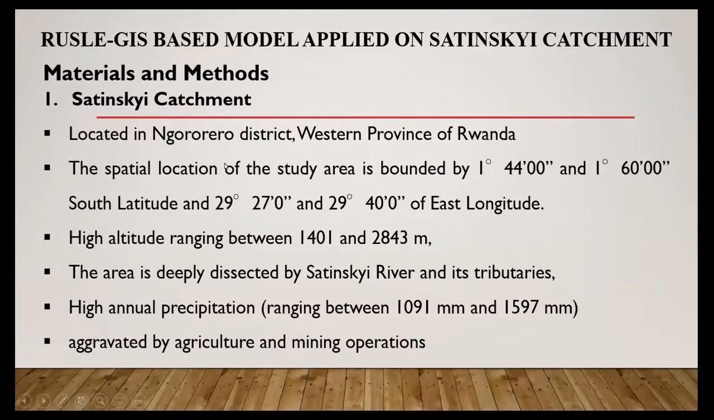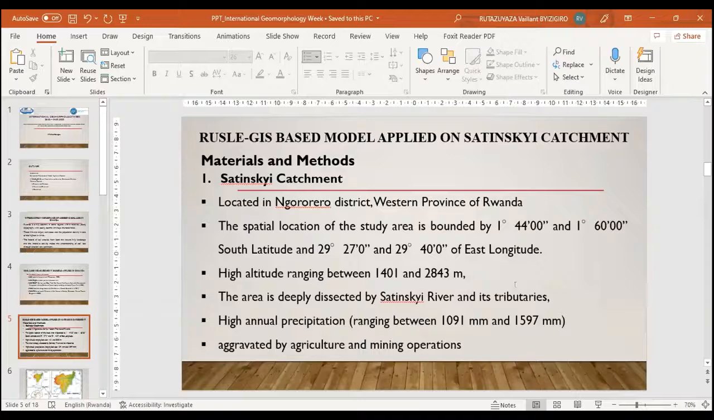So the study area, which is the Satinsky catchment, is located in the Ngororero district in the western province of Rwanda. And the spatial location of the study area is bounded by 1 degree and 44 minutes and 1 degree and a minute.